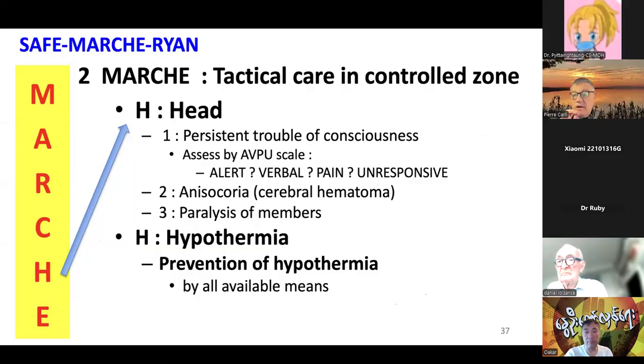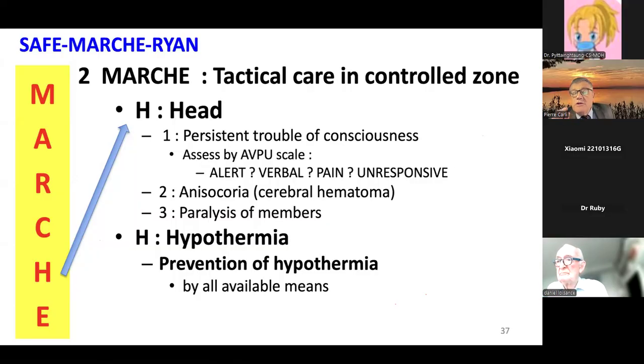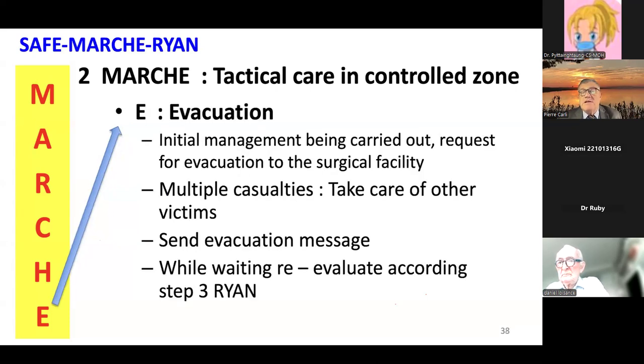The 2 points you have to check are also very simple. You look at the pupils and see if there is an anisocoria, because at that step, more particularly in patients submitted to explosion and blast waves, you may have the first sign of a cerebral hematoma, and then the paralysis of a member. That means also a spinal injury most of the time, or one limb that can be injured peripherally. So head troubles, anisocoria, and paralysis are important. The last point is, as we've seen before, hypothermia: prevention of hypothermia by all available means. That costs nothing, but this is extremely important.